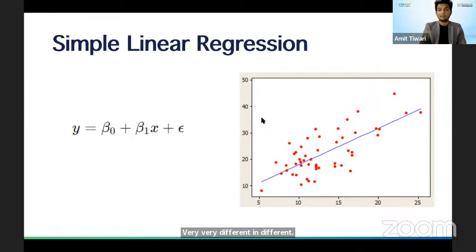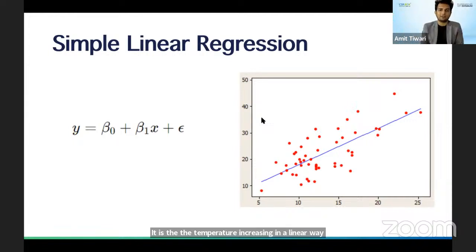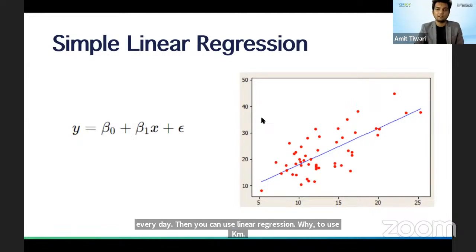Depending on the error in the prediction, you can choose your models. If your weather data is linear, like the temperature is increasing in a linear way every day, then you can use linear regression also. Why use KNN or SVM? It really depends on the data and the prediction that you are getting.